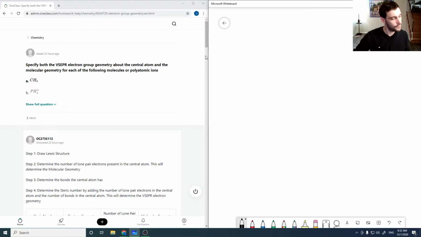Okay, so now for this one, it's asked to specify both the electron group geometry and the molecular geometry for a set of molecules. You can't see all four there, but I'll preface each one by saying what they are. So the first one is CH4. This is my second question. For CH4, we have C. We can start off by drawing our Lewis structure.